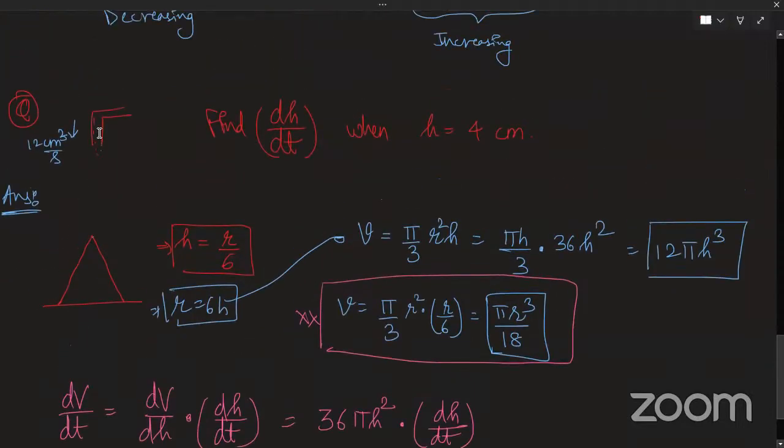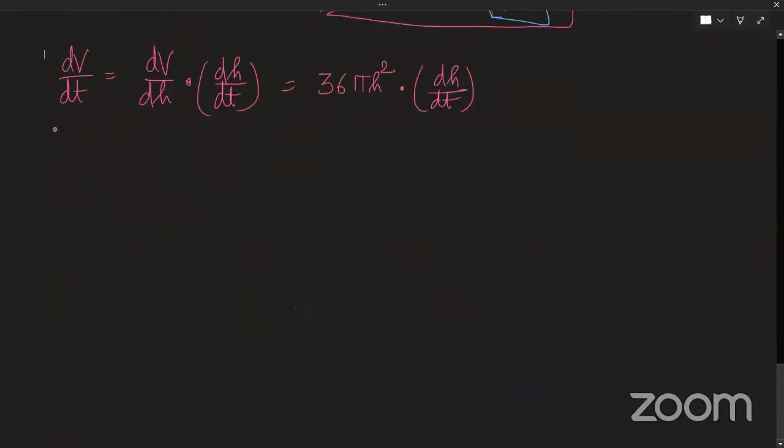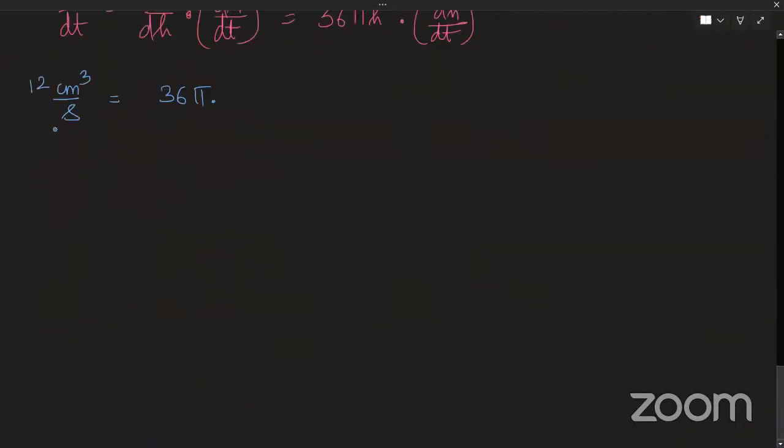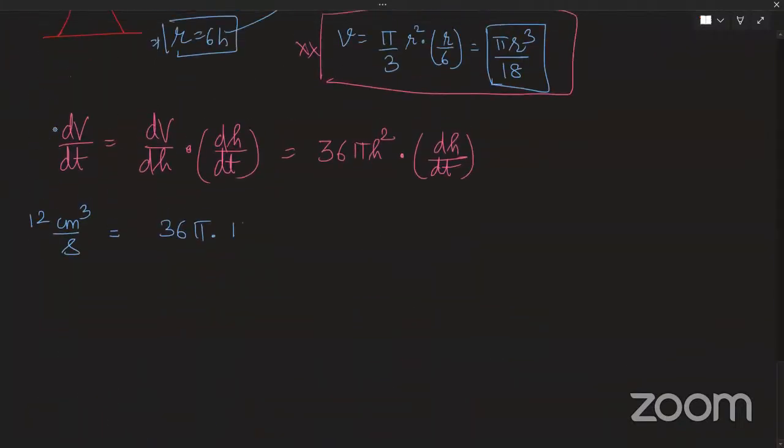Yes, I know. Where is the sand coming from? The sand is coming from the tap, and I know how fast the tap is sending me sand. So it's 12 centimeter cube per second, right? Because the sand is only coming from the tap. So 36 pi h square. h square is how much? 16 centimeter square. Correct? Into dh by dt.